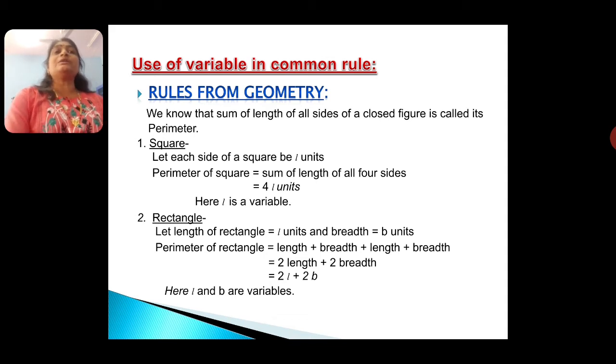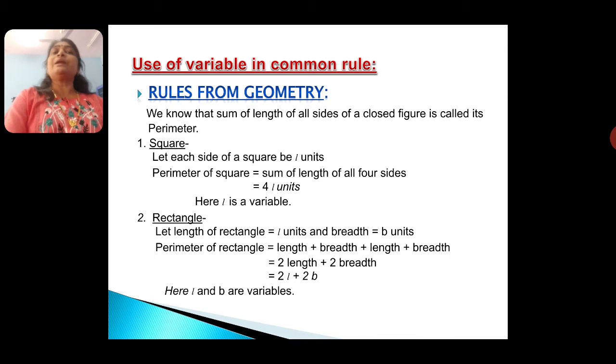To make the general rule for perimeter, we take some examples. First, a square. Let each side of the square be L units. Therefore, the perimeter of the square equals the sum of the lengths of all 4 sides, which equals 4L units, where L is a variable.